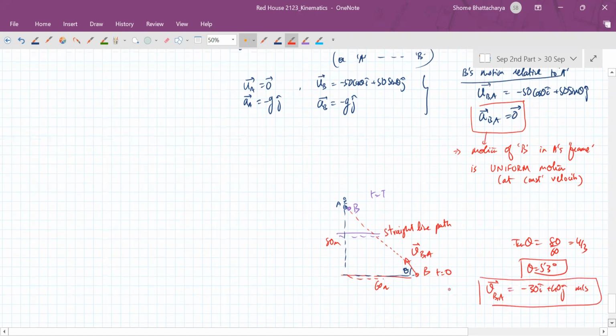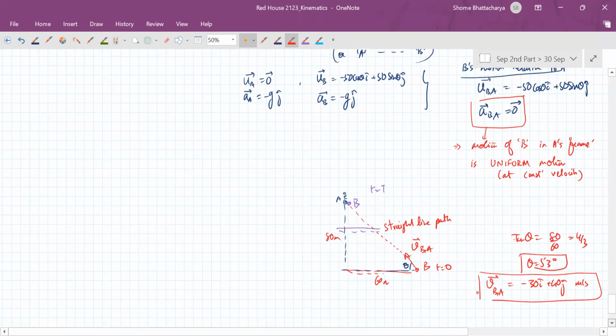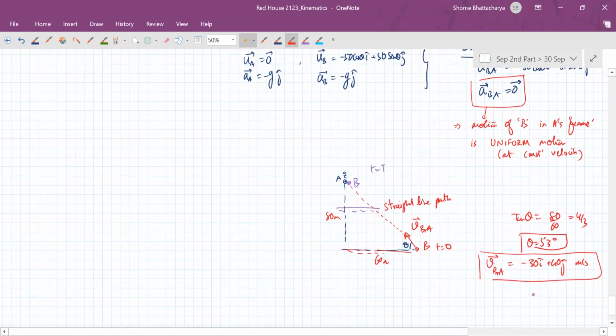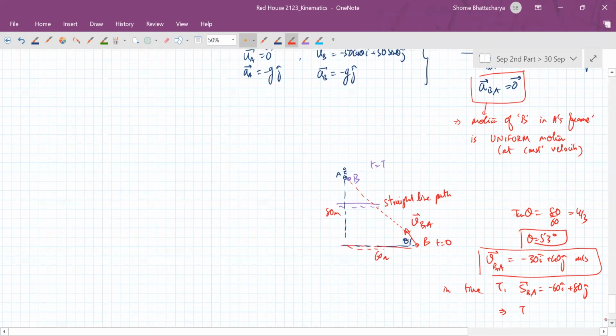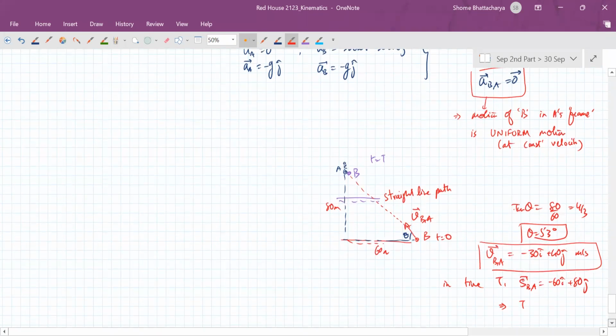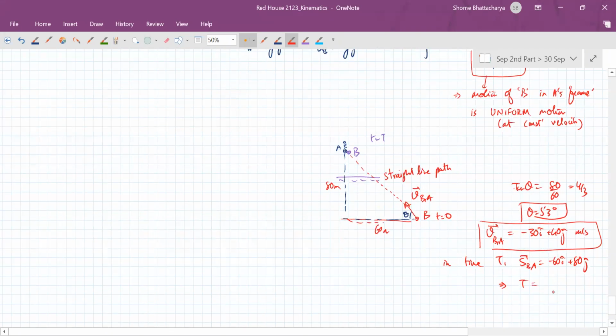And in time t, the displacement of B with respect to A would have become minus 60 i cap plus 80 j cap. This is the displacement you can see from initial to final position. So the time should obviously be two seconds.